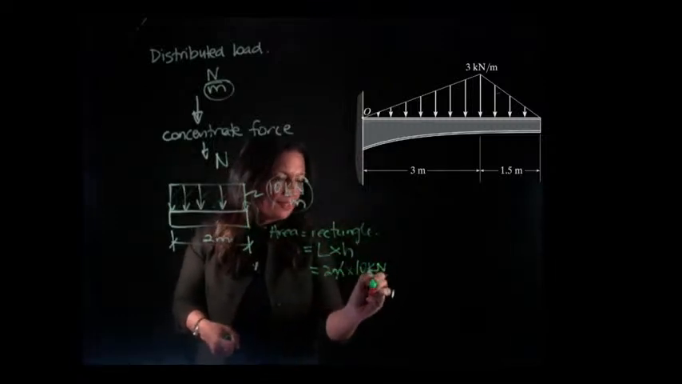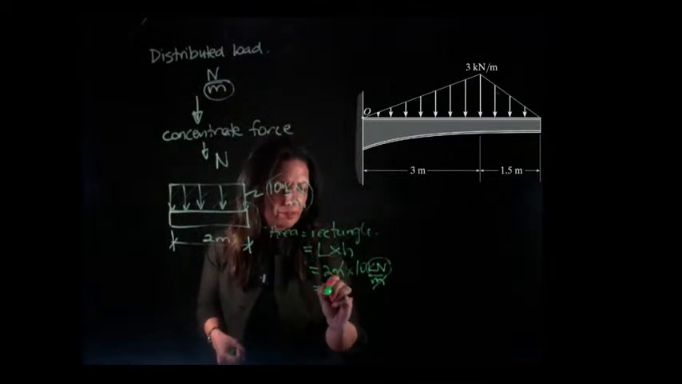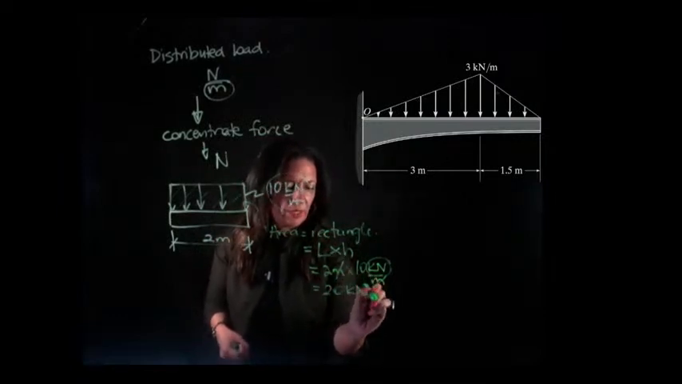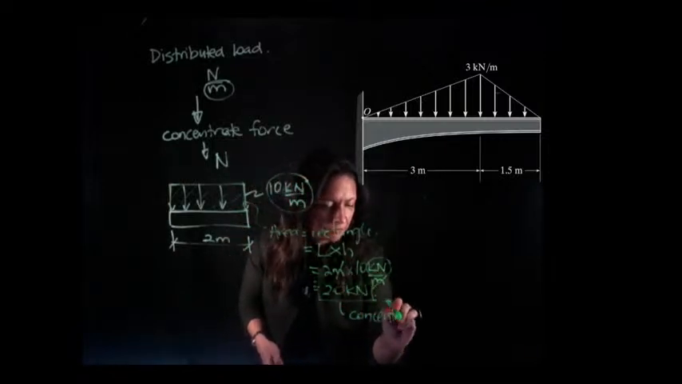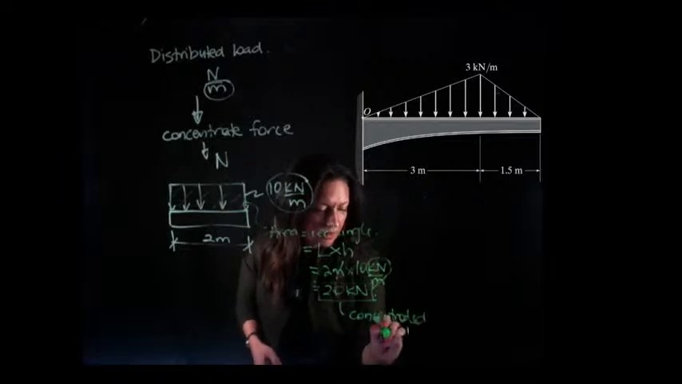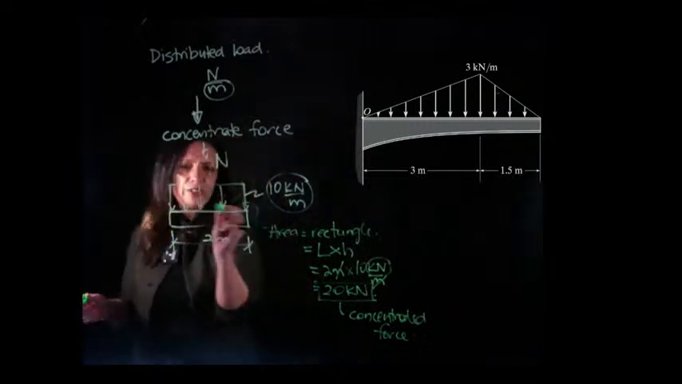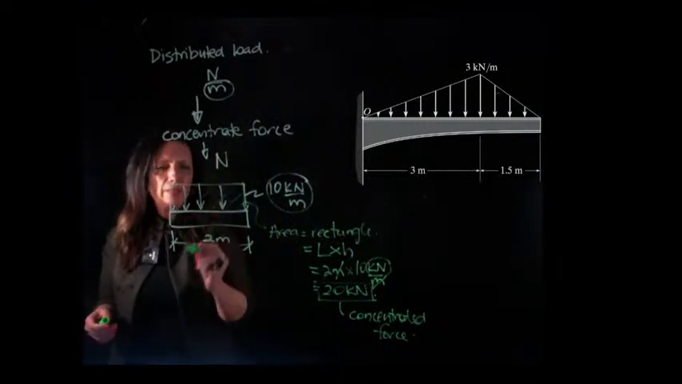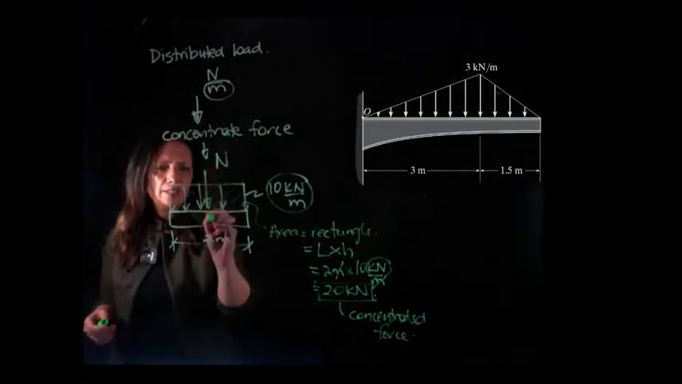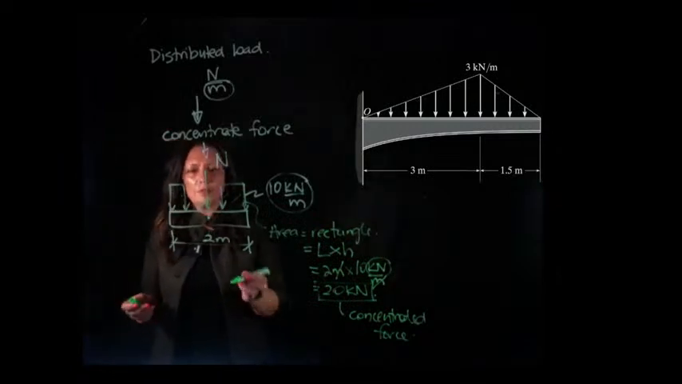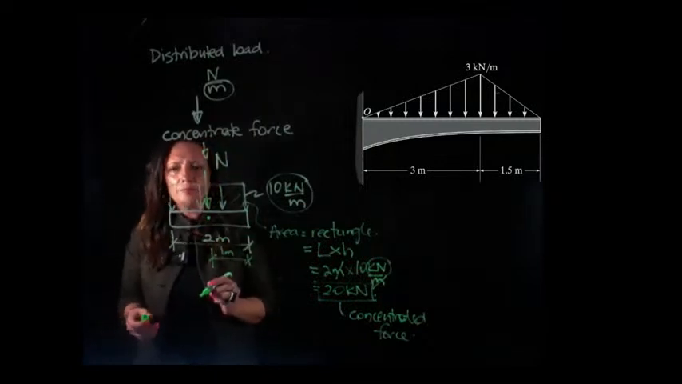So if I cancel out my metres, what am I left with? Just the kilonewtons. So I have 20 kilonewtons. This is my concentrated force. My concentrated force is going to be somewhere on this beam, and it's going to be at the centre of the beam. So where's the centre of the beam? The centre of the beam is at 1 metre.